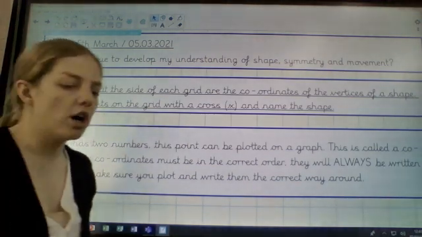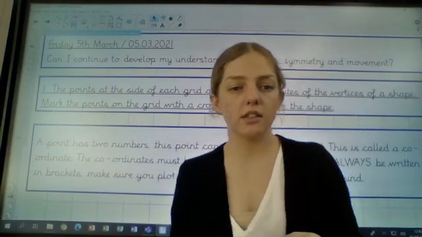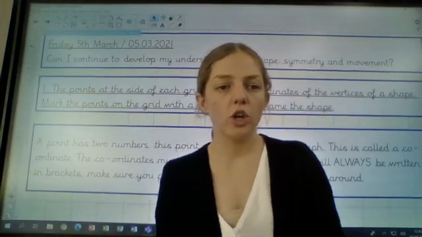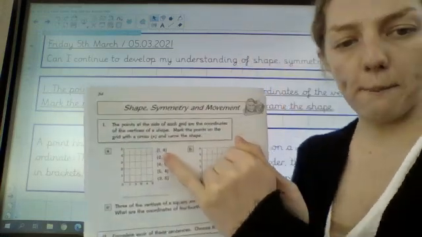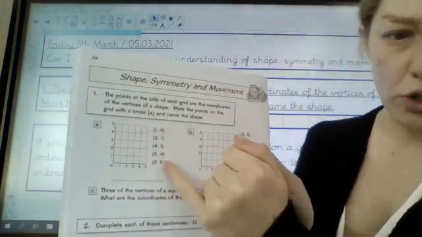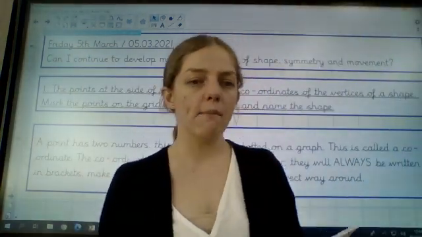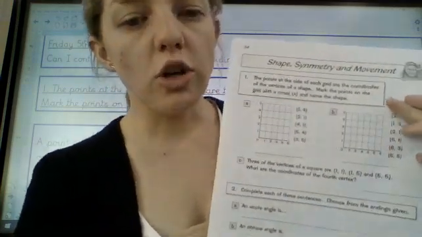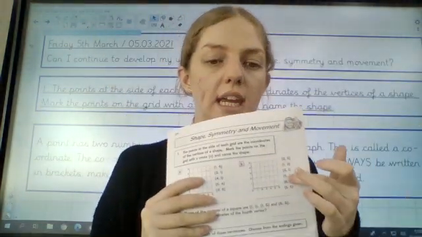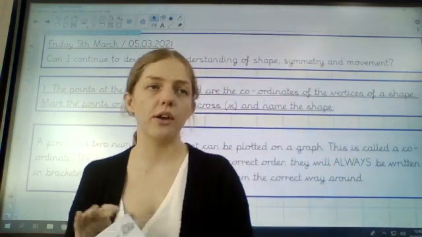So question 1 is asking you to mark the points on the grid with a cross. So you're going to be given some different points. So these are your coordinates, okay? And you've got to plot them on the graph, okay? And that's going to show you the vertices of a shape. So when you've done it, it'll show you a shape. So you will have created a drawing of a shape, okay?